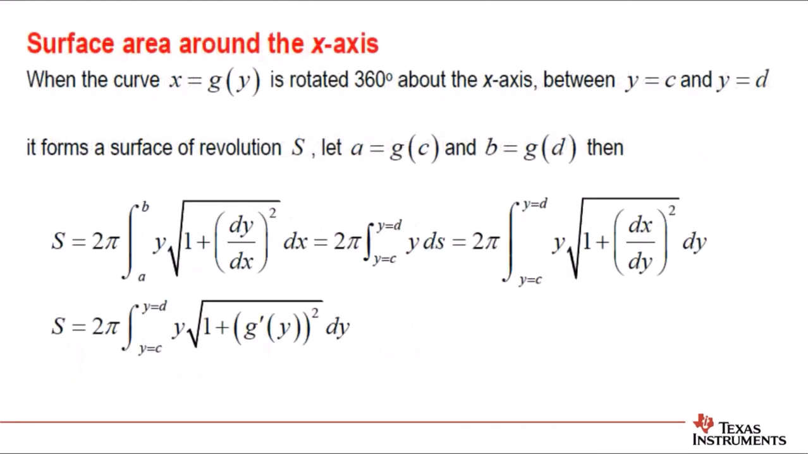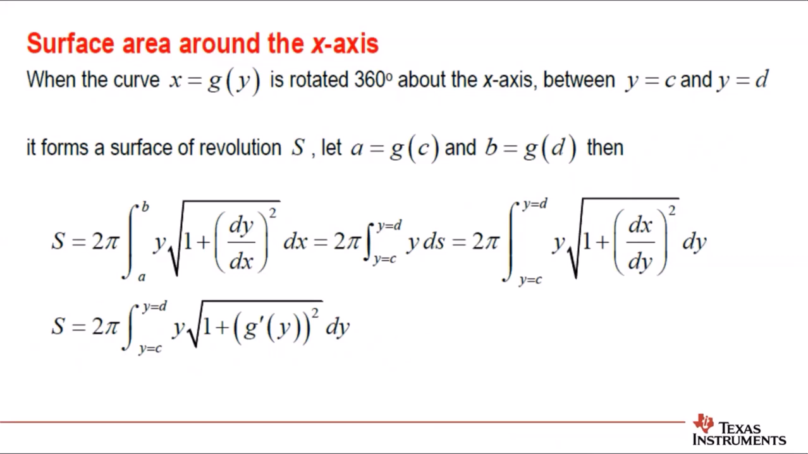Alternatively, if we want to find the surface area, this one is correct. It's between the x-axis between A and B, or between the y-axis between C and D, of y times the square root of 1 plus dx/dy all squared. Okay, so now what we're going to do is come back.